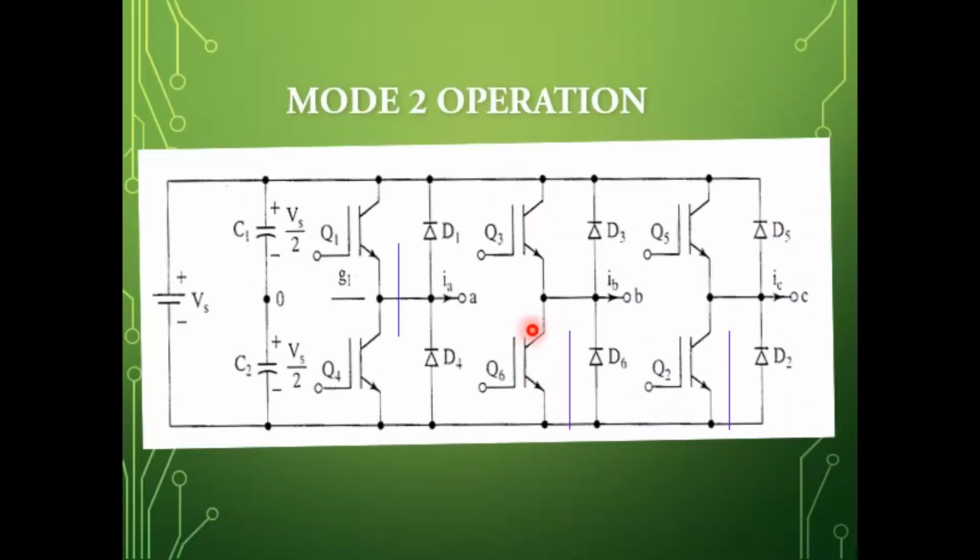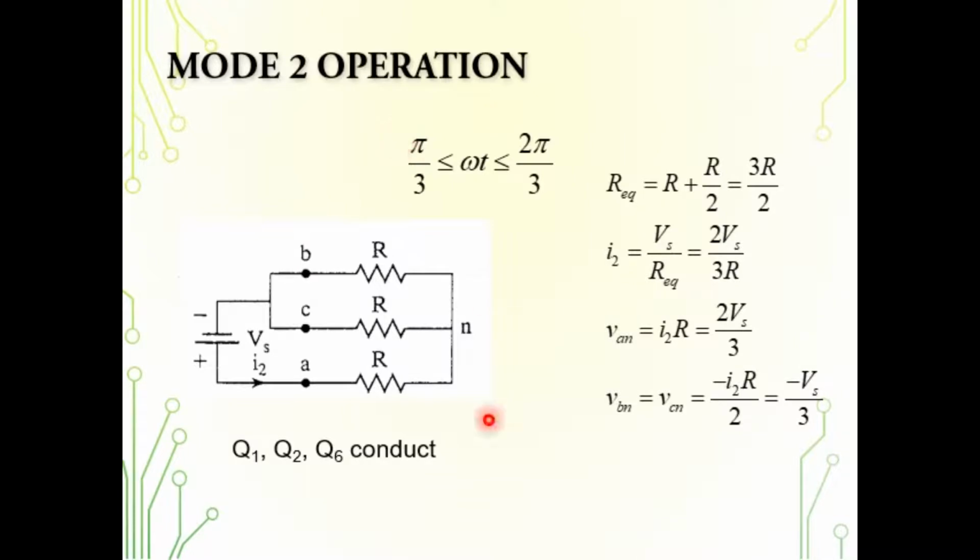Next, for mode 2 operation, consider the interval from 60 degree to 120 degree. If you observe the waveform, it is clear that during 60 to 120 degree, transistors 1, 2 and 6 will be conducting. Transistor 1 means A is connected to positive, 2 means C is connected to negative, and 6 means B is connected to negative of the supply. So in the equivalent circuit, A is connected to positive, and B and C are connected to negative in the interval 60 to 120 degree.